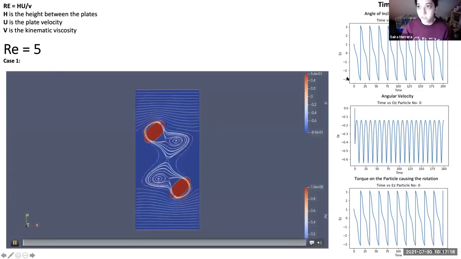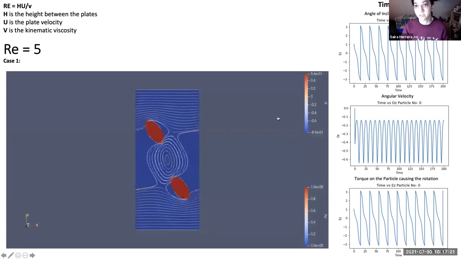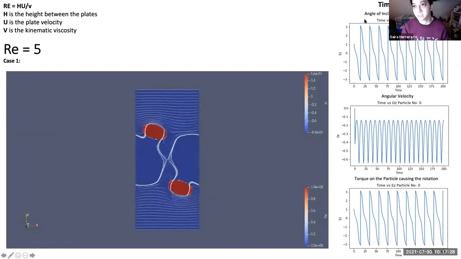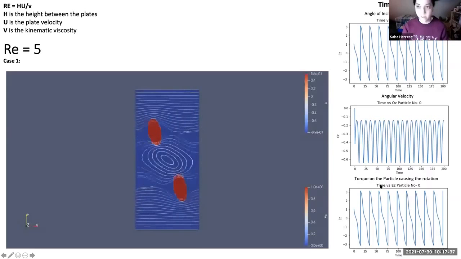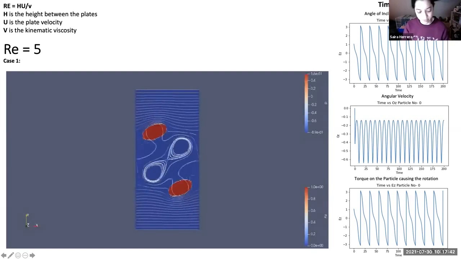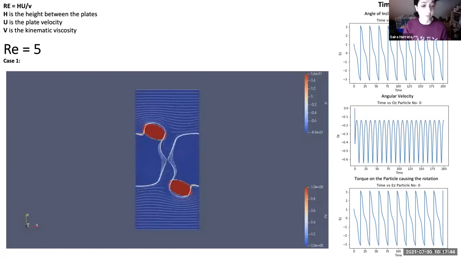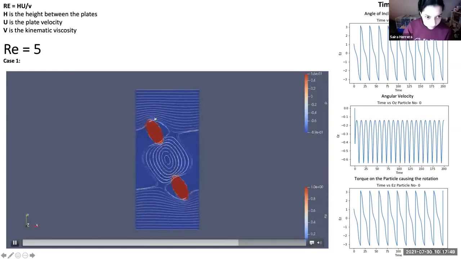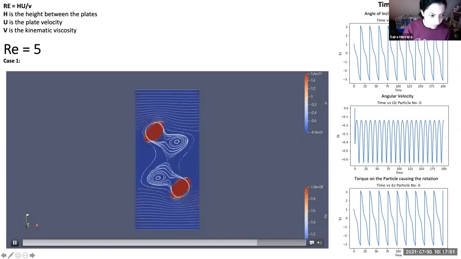When taking a look at the figures over here, these are the graphs that I obtained from the simulation. They're the time series of this simulation. The very first one represents the angle of inclination of the ellipse. The second one represents the angular velocity. And the last one represents the torque on the particle causing the rotation. And all these graphs show a very regularly periodic response to the uniform force and velocity of u equals 1. I do want you guys to notice that these particles are perfectly in sync throughout the entire process.